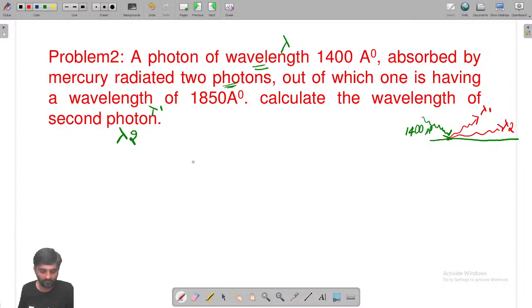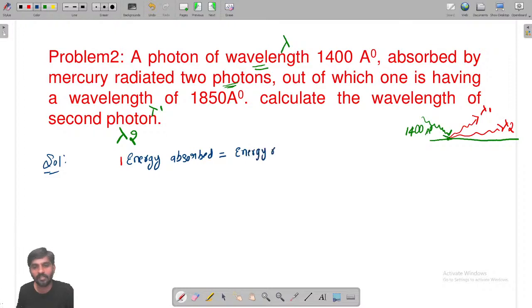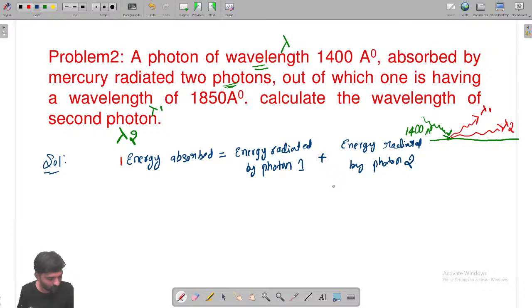Very simple, sir. How to calculate? Very simple formula. The solution is: the energy absorbed must be equal to the energy radiated by photon 1 plus the energy radiated by photon 2.